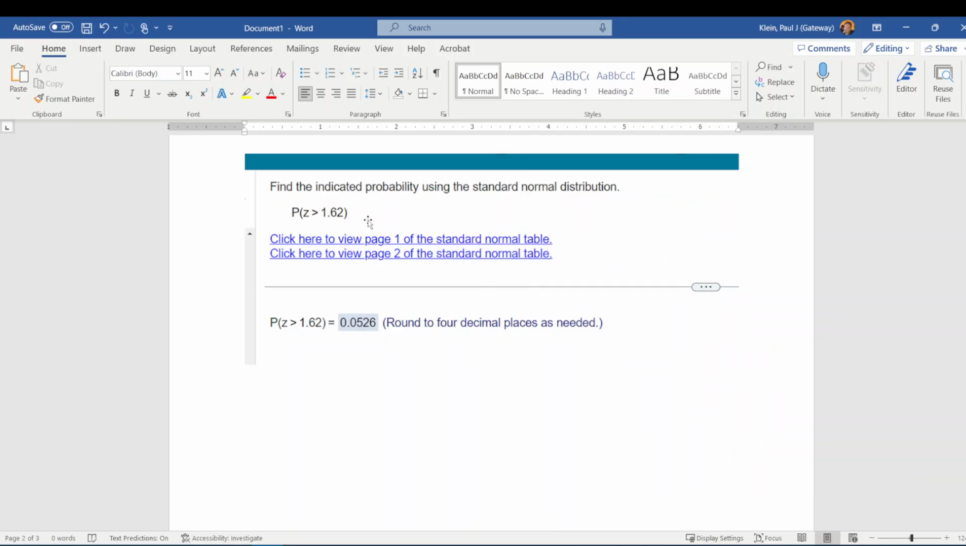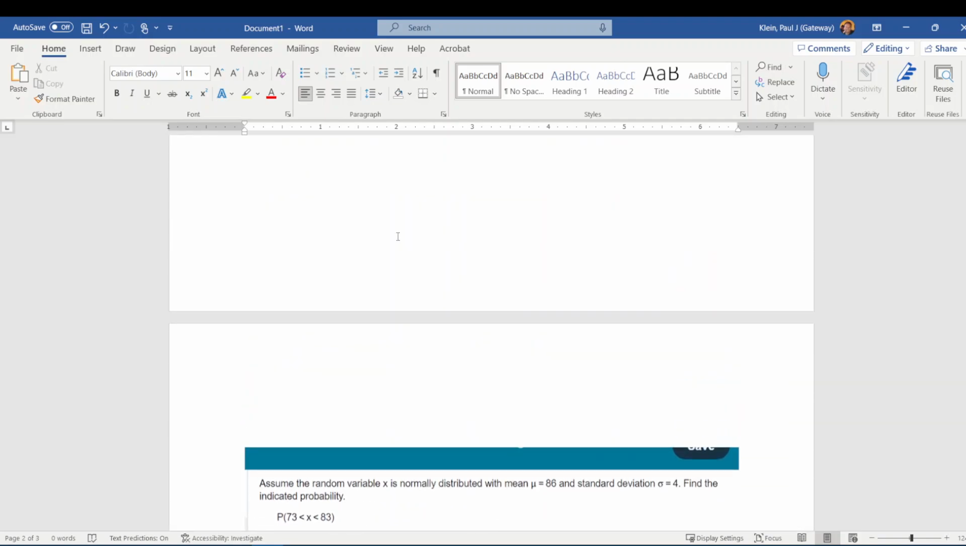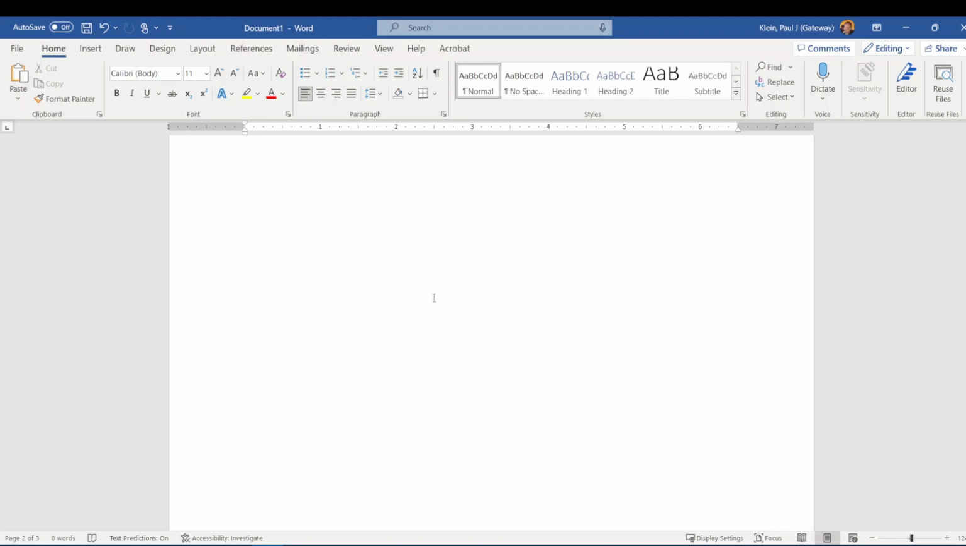So since it says standard normal, we know the mean is 0, standard deviation is 1, and then it's a greater than, and there's the boundary. All right, so let's go to the next one. You don't have to worry about these tables. I prefer you don't use those.